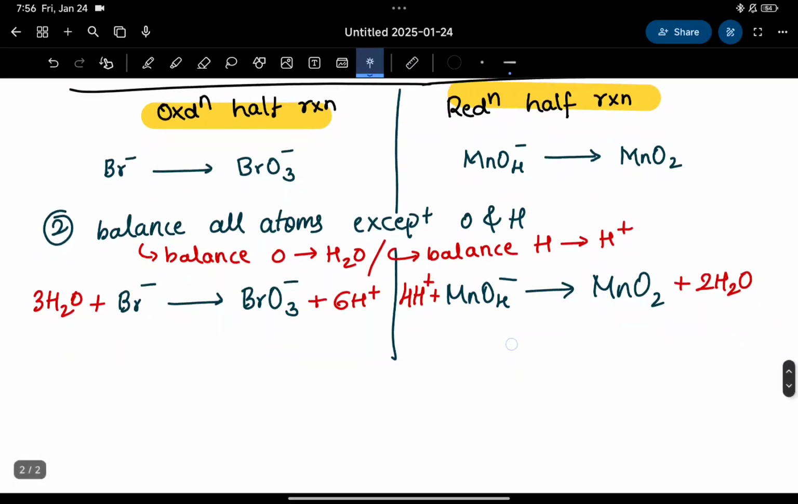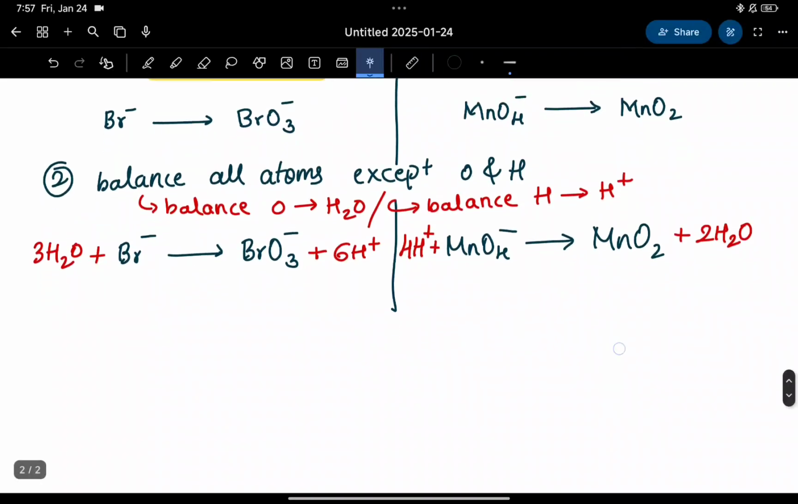Done. After that, we start balancing all atoms except oxygen and hydrogen first. Since there is no change here, we write it as it is. After balancing all atoms apart from oxygen and hydrogen, we balance oxygen by adding water. Once you have balanced oxygen, next you balance hydrogen by adding H plus. Alright, so this is the second step.